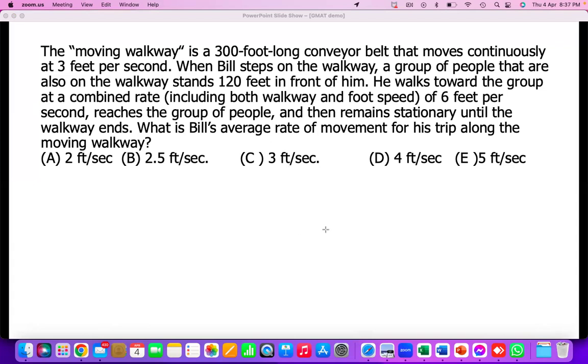Okay. So this is a speed-time-distance problem. The first thing you have to do in such questions is draw a line diagram. Let's say this is a walkway built, and it is how long? 300 feet. Fine. Now the question says that Bill steps on the walkway.